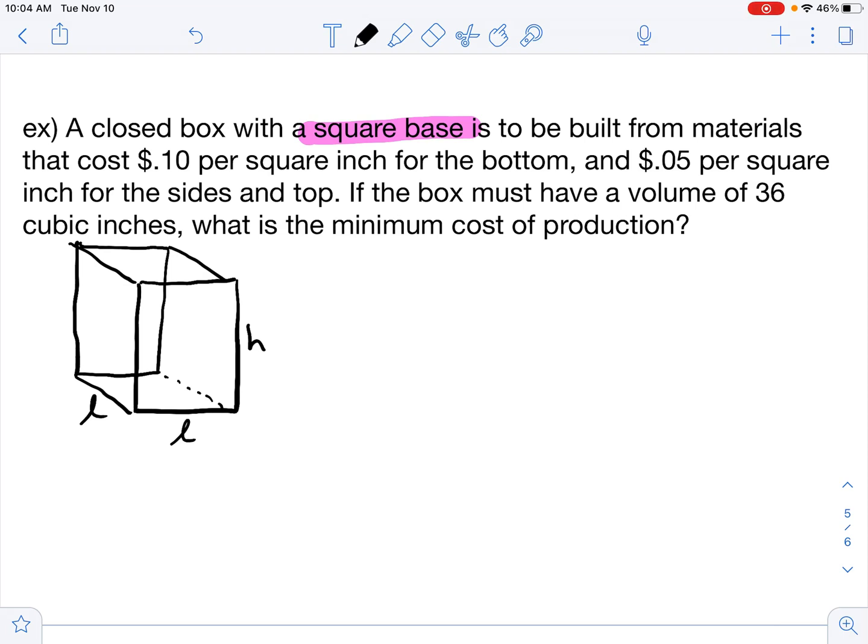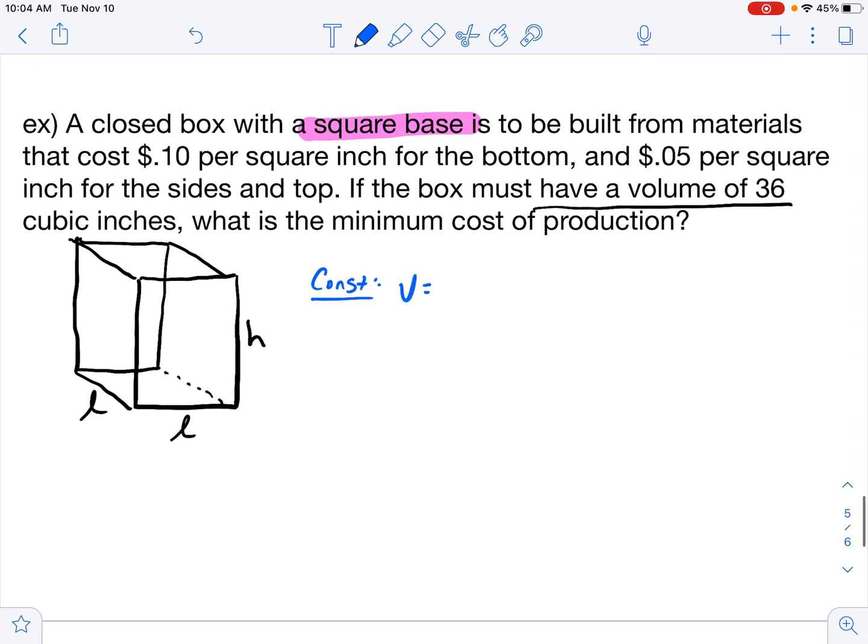Now we're talking about all these costs, and then we're told the box must have a volume of 36 cubic inches. There's our constraint. Okay, it has to have a volume of 36 cubic inches. Well, how do we get the volume? Length times width times height, which in this case is going to be length squared times height. So in other words, L squared times H is going to equal 36 here. So there's our constraint, set equal to a constant.